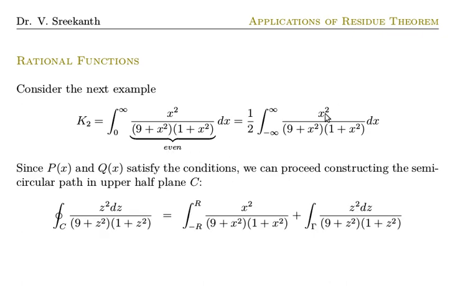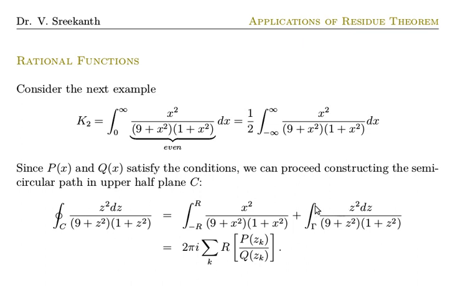Now look, p of x and q of x satisfy our condition. This is 4 and this is 2. Now we can proceed, constructing the semicircular path in the upper half plane, right? So the closed integral C, you complexify it: z square dz by 9 plus z square into 1 plus z square, equal to the integral from minus r to r, which is already a real integral, dx is missing here, plus the integral over the semicircle. And this all is equal to 2 pi i times the residues of p of zk by q of zk, which is nothing but this function.